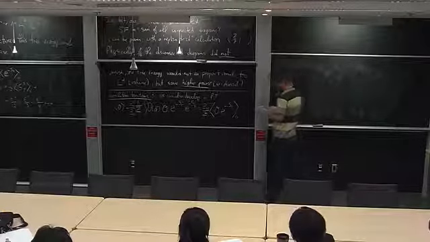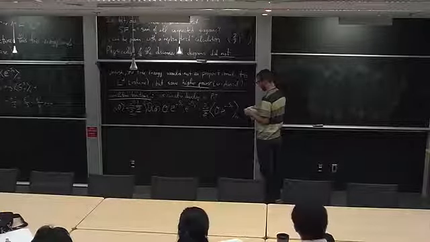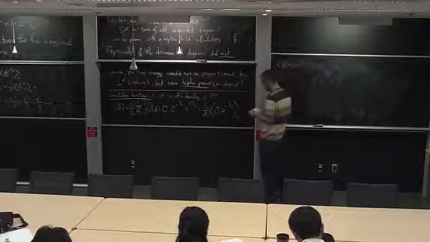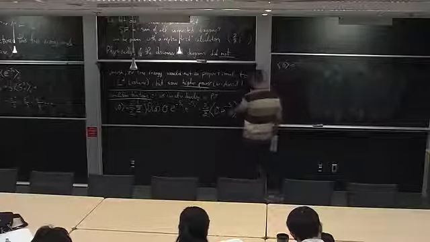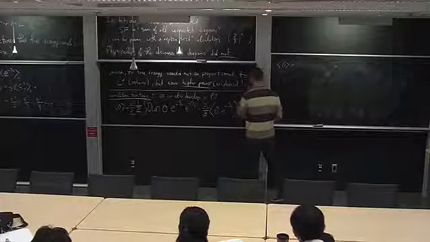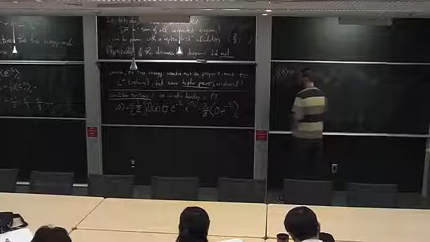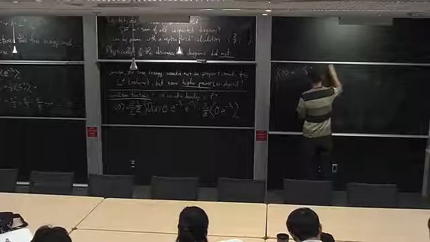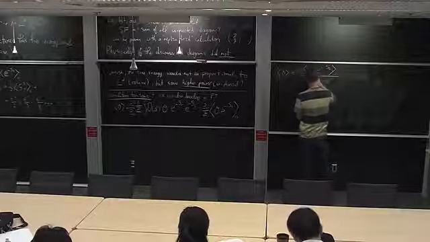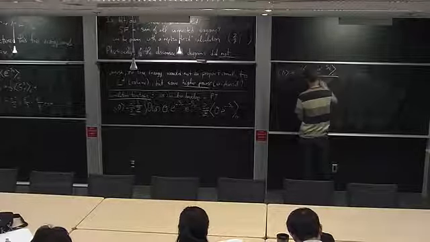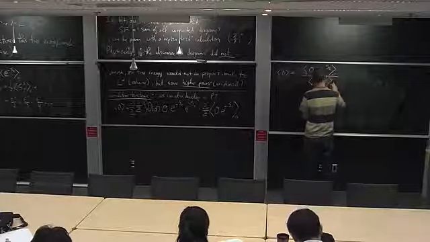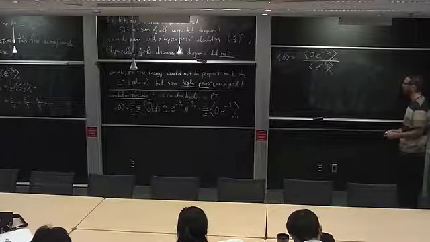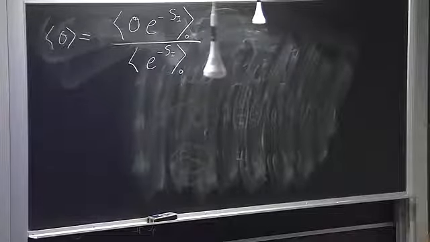I have Z naught over Z. That's like the Gaussian expectation value of e to the minus S_I without the operator in it. So this thing out front, you can actually write as the denominator. This is Gaussian. Now this is Gaussian, regardless of what that operator is.